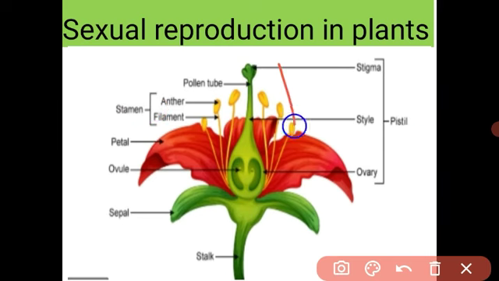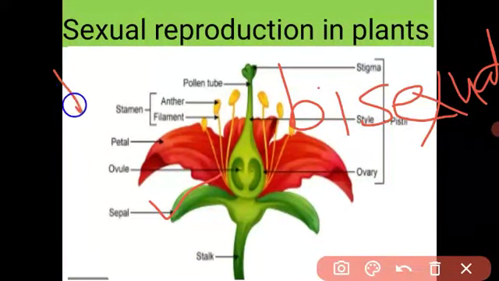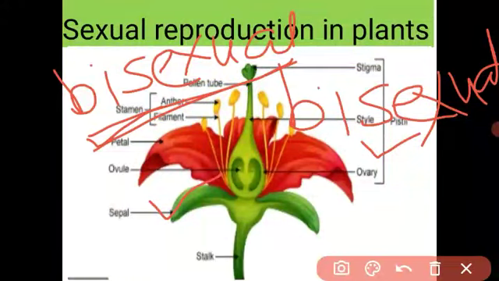There are two types of flower. One is the bisexual flower. Bisexual flower means what? The flower which contains both gametes. See, let us see. This flower is the bisexual flower. Means what, student? The flower which contains both parts, male and female. जिस फ्लावर में बेटा स्टैमेन और कार्पेल दोनों प्रेजेंट है, this flower is called the bisexual flower.